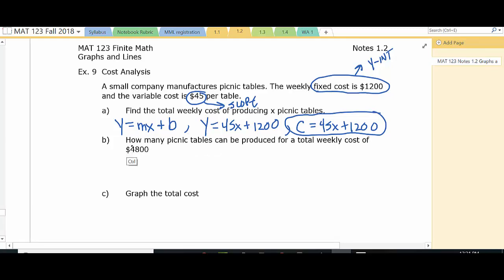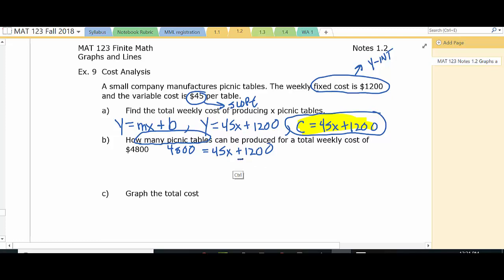All right, let's take a look at this then. How many picnic tables can be produced for a total weekly cost of $4,800? Now, look at my equation right here. What does the 4,800 represent? C. It represents C. Good. So you're going to replace that C with $4,800, and that's equal to 45x plus 1,200. Now you're going to solve for x. Why x? Because that's how many picnic tables there are. So you want to solve that equation for x.